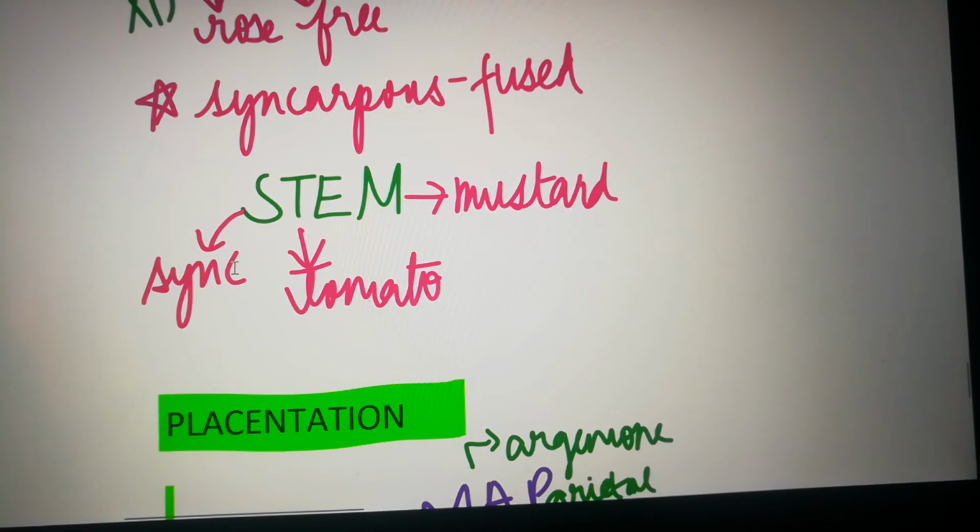Then you have syncarpous, that is fused. You can remember it as the word STEM. So STEM, S is for syncarpous, T is for tomato, and M is for mustard.